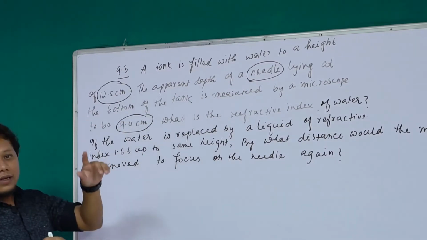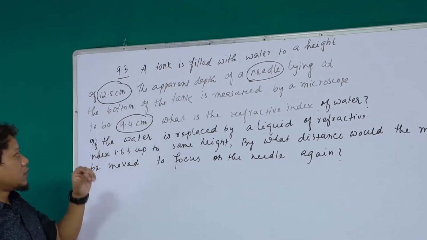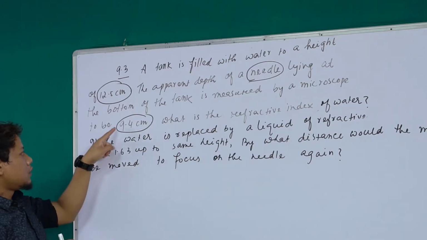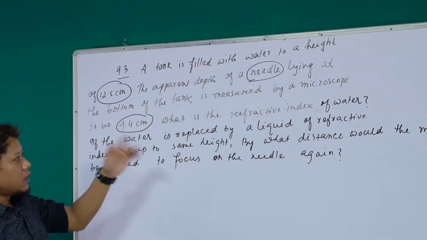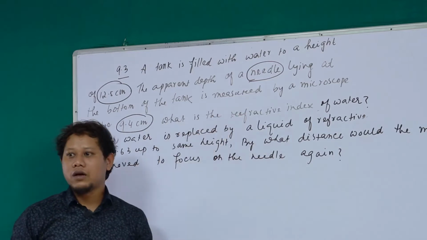So what is the real depth? Real depth is 12.5 centimeter, and the apparent depth is 9.4 centimeter. They are asking what is the refractive index of water.